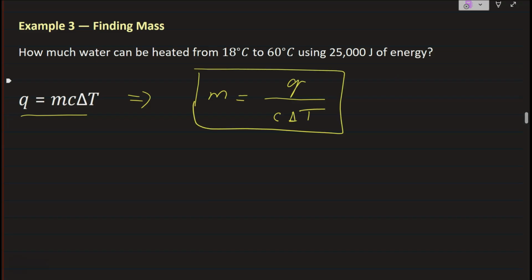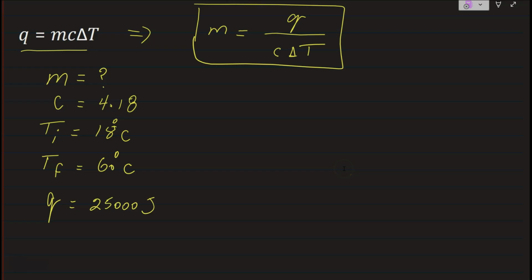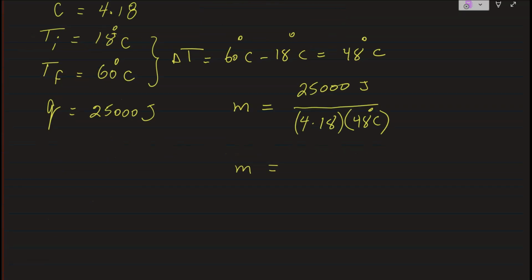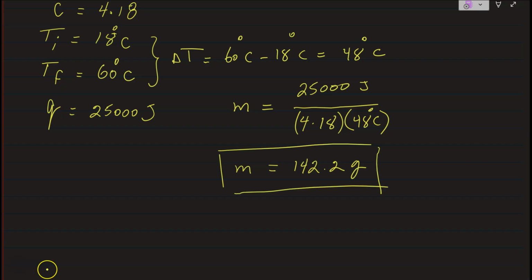Okay. And now let's write up what we do know. So all this information we do have, and now the only thing we need to figure out is delta T, and that's T final minus T initial. That's 60 degrees minus 18 degrees, and that would be 48 degrees Celsius. Now we're going to go ahead and plug in the values into the formula for mass. Okay, let's do that. Mass equals, so here it is. When you do the math, you get 142.2 grams of water. And that's basically it.